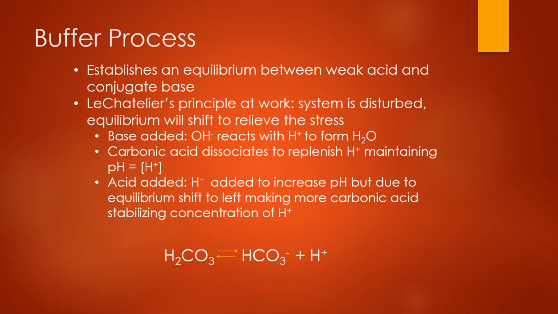So let's look at how a buffer works. We said that the reason for buffers is you're trying to resist any changes in pH. So how does a buffer do that? Well, it does that by establishing an equilibrium between a weak acid and a conjugate base, much like the example below. So we have a weak acid dissociating into its conjugate base and a conjugate acid. Why do we need a weak acid? Because we need that equilibrium. The equilibrium is what's key, because we're going to be using Le Chatelier's principle, which applies only to equilibrium systems.